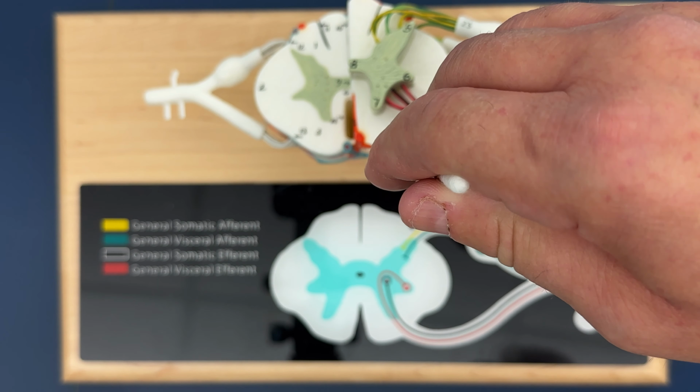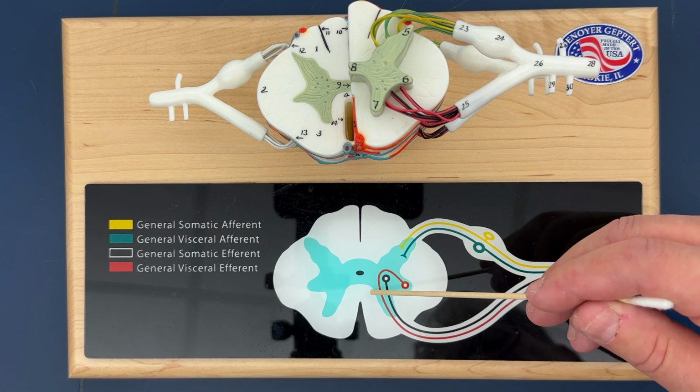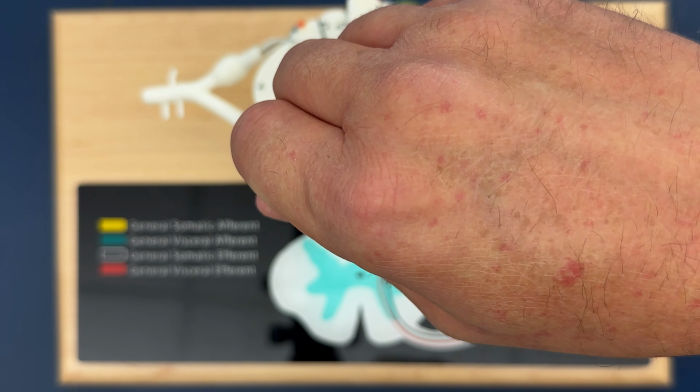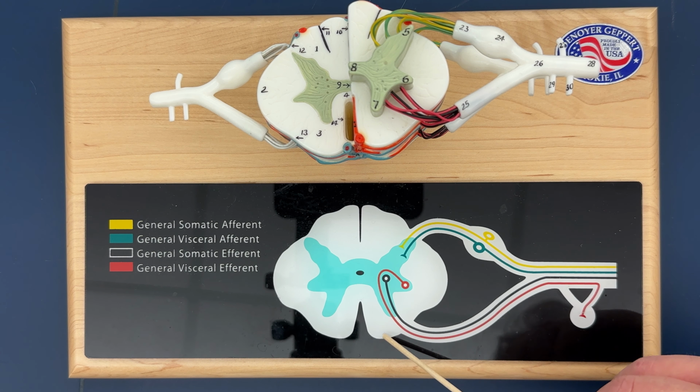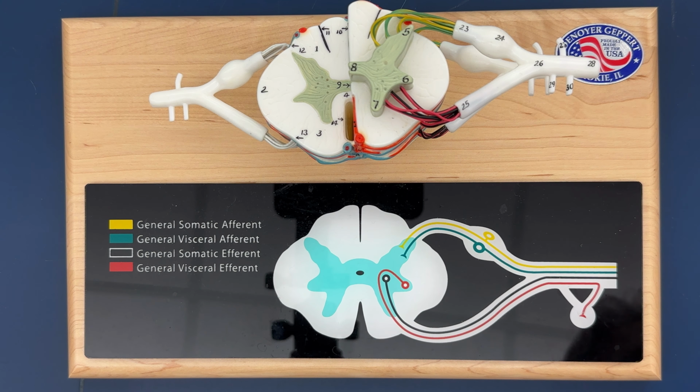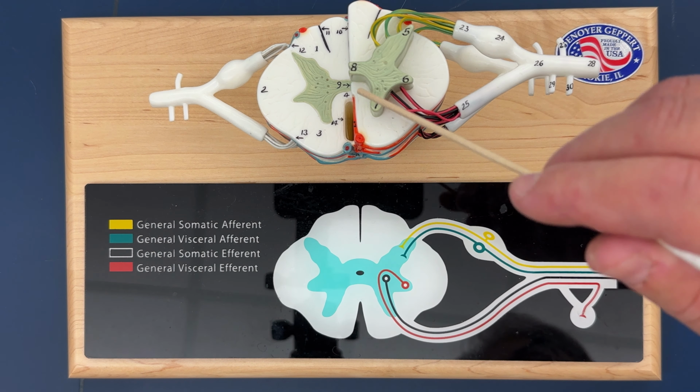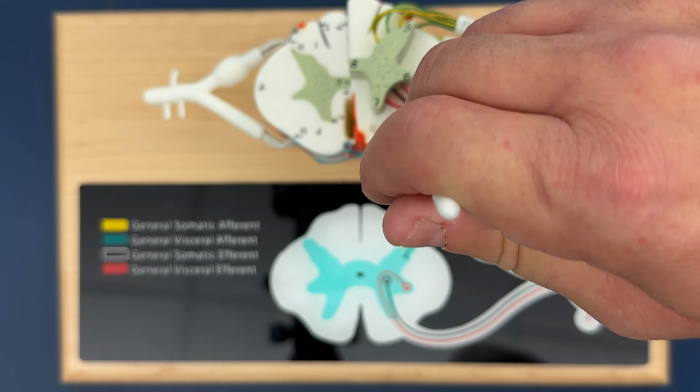Other aspects of the white matter, we have the posterior white commissure here and the anterior white commissure here, and again anterior white commissure here, posterior white commissure here. We also have the anterior column. Now the term column or funiculus is interchangeable when we're talking about the white matter. So this is the anterior white column, anterior column or the anterior funiculus. We see that white funiculus or column here.